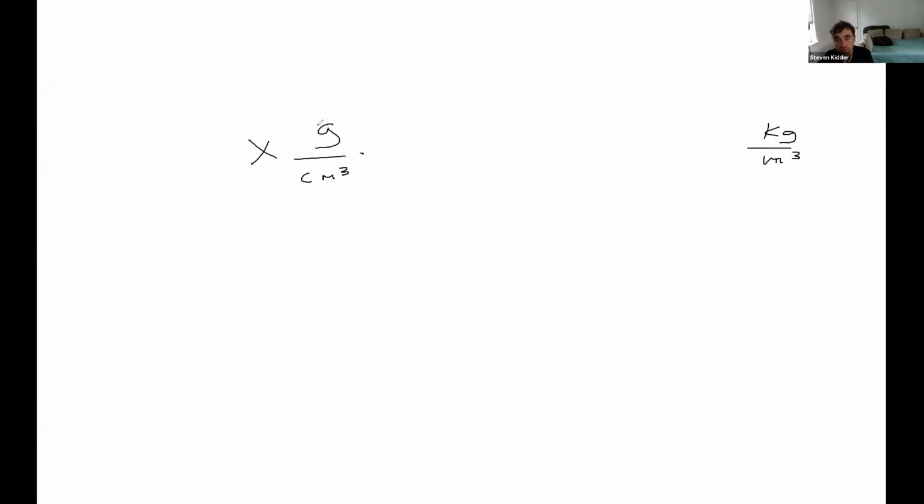Well, to go from grams to kilograms, we know there's 1,000 grams in 1 kilogram. Okay, and I wrote it like that so I can cancel the grams. And we know there's 100 centimeters in 1 meter. But we got to get cubed, so we're going to cube all that. And that's going to get us to kilograms per meters cubed.